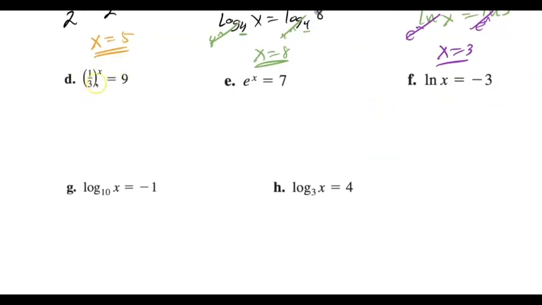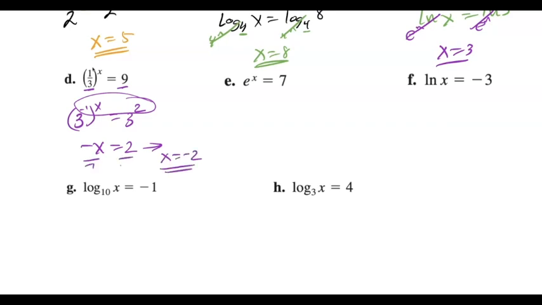Over here, the easiest way to do this is you get the same base. 9, I could write that as 3 squared. That has a 3, but it's on the wrong side. What if we flip it? Remember, the way you flip is you make it a negative power. So this is the same thing as saying 3 to the negative 1 to the x. If you just look at the powers, that's negative x equals 2, also known as x equals 2 divided by negative 1, so x equals negative 2.